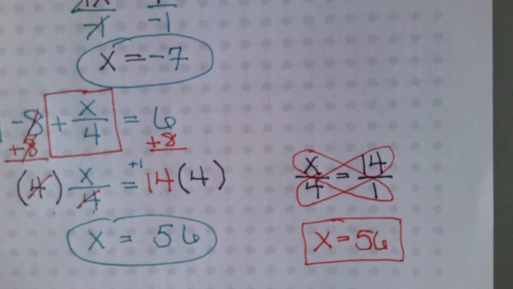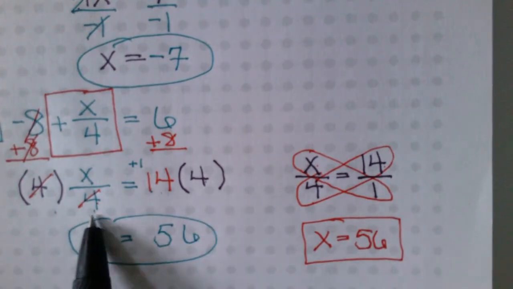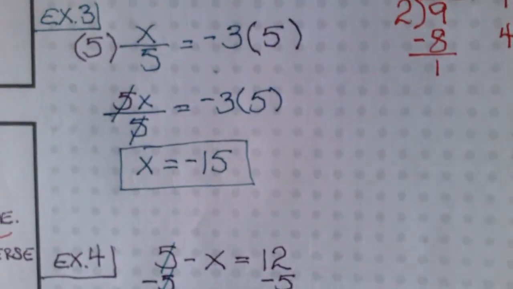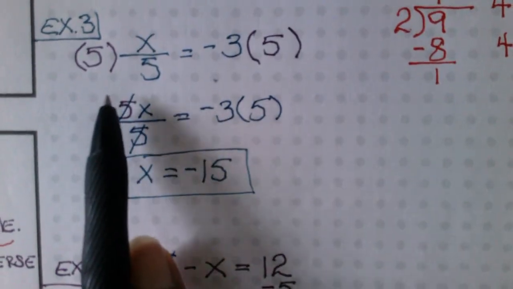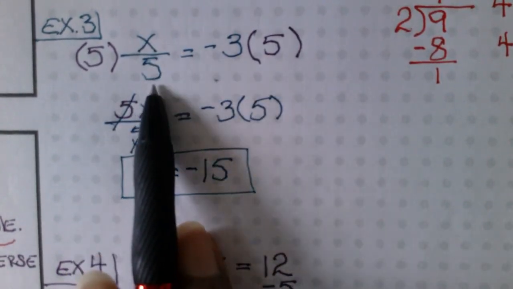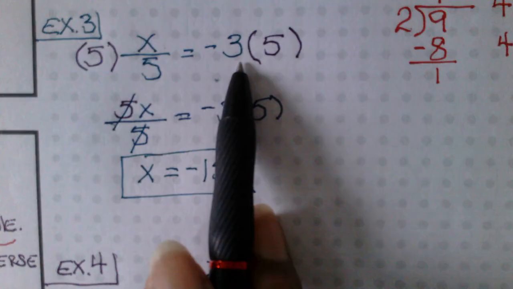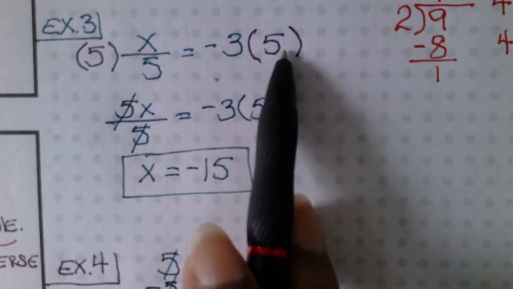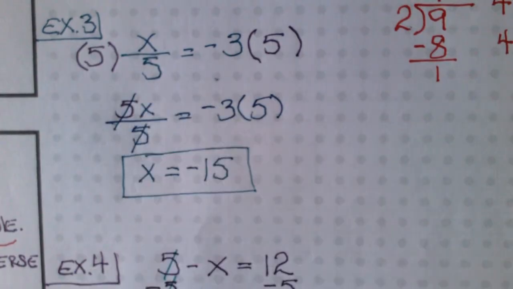Yep, the 4 came from the denominator. So think about when we did, well, I don't know when you came in, but when I did example number 3, we had the same thing of x over 5 equaled negative 3. And what we did was we multiplied both sides by whatever my denominator was.